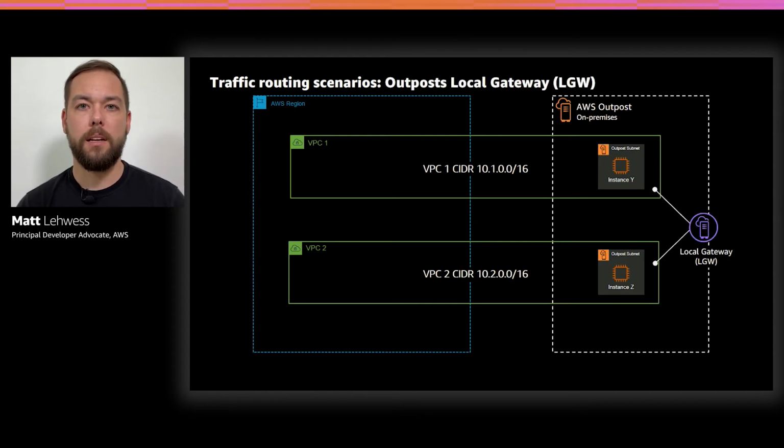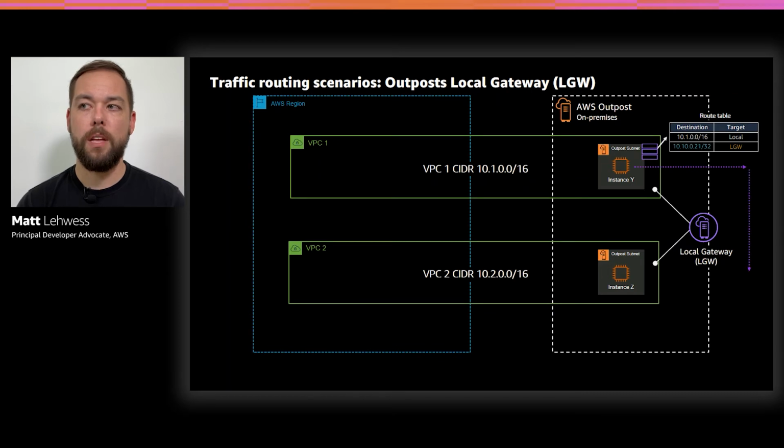Now, the better way to do things here, if you had multiple VPCs, is probably to use the local gateway and use your local networking. And so what we've got here is a local gateway. We've got our route table sending traffic to the local gateway, and we're then using our customer-owned IPs to communicate from one instance to another across two different VPCs.